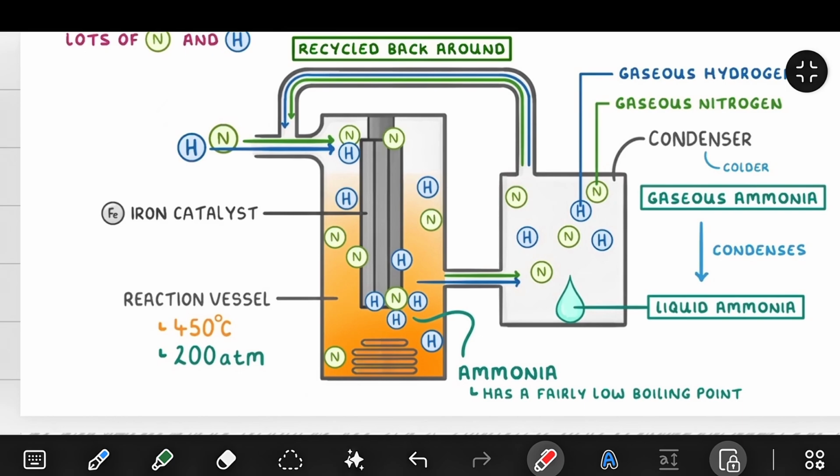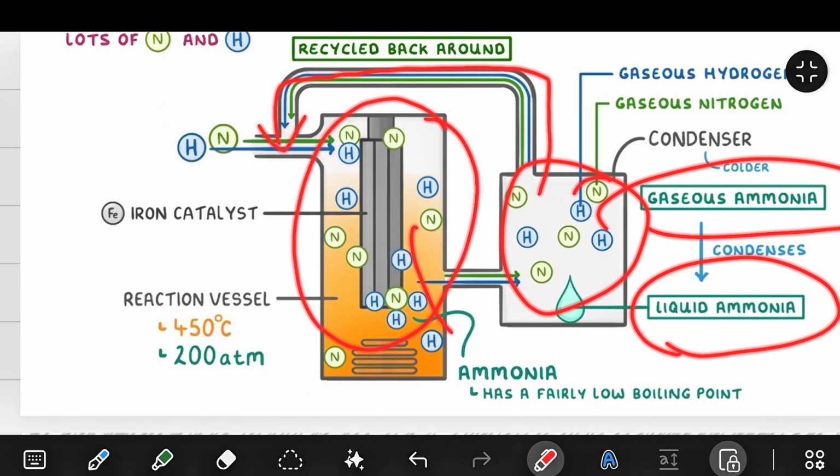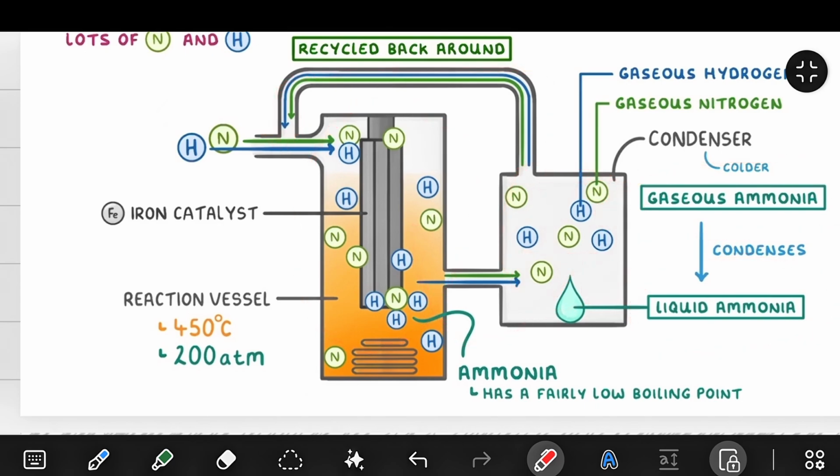So what will happen is that we will have a condenser placed at the end right over here, which is much colder than the reaction vessel. The reaction vessel and the condenser are the main two compartments used in the Haber process. Now, we can cool down the gaseous ammonia until it condenses into liquid ammonia, whereas the gaseous nitrogen and hydrogen pass through this tube right back where they started to repeat the process. So basically they're being reused again and again, right? They can be recycled back into our reactant mixture.